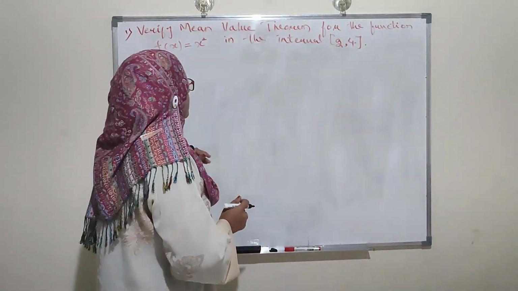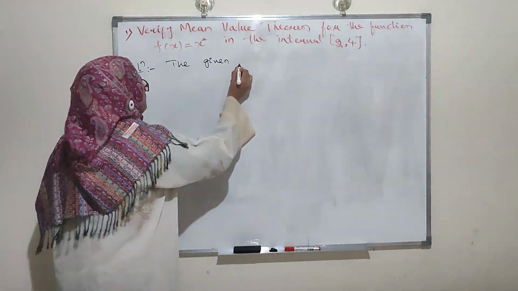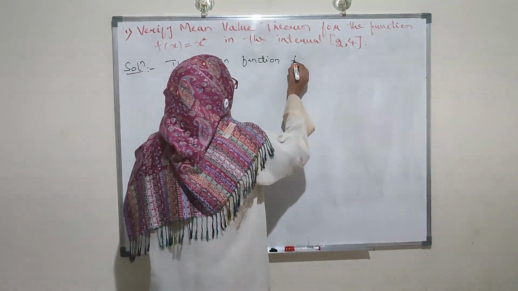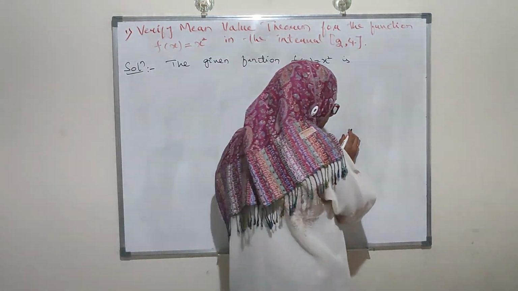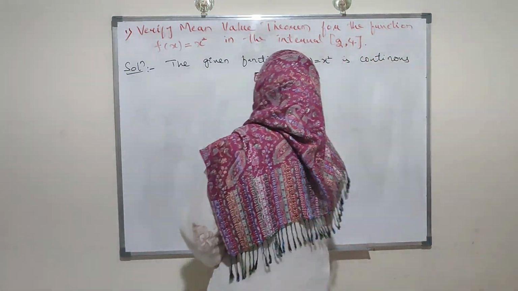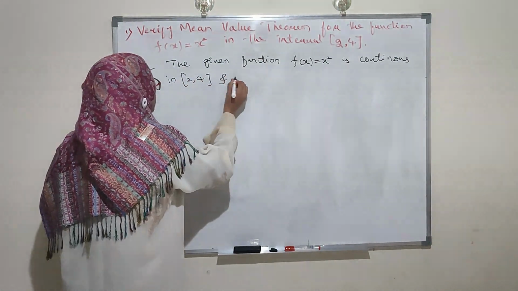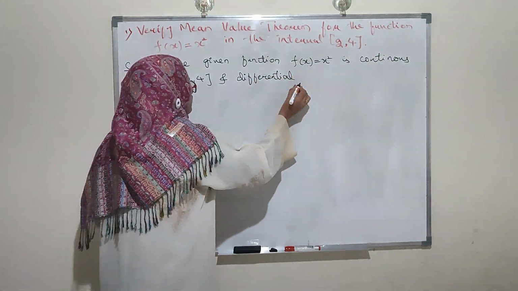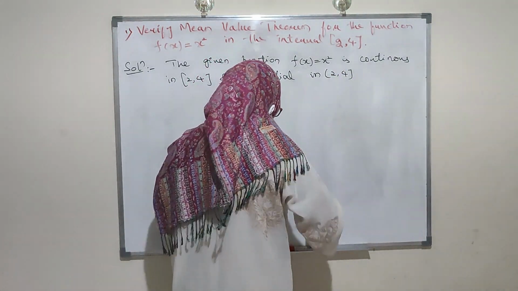So this function is the given function f of x equal to x square is continuous on the closed interval 2 comma 4 and differentiable in the open interval 2 comma 4.